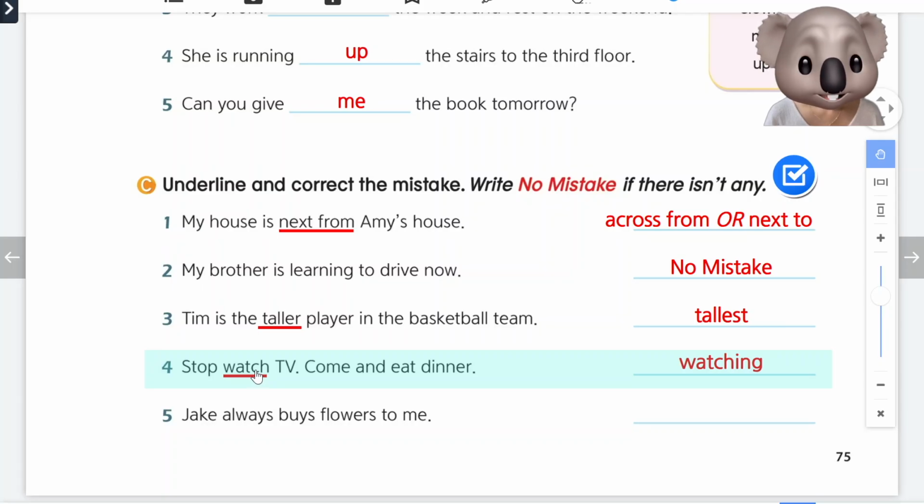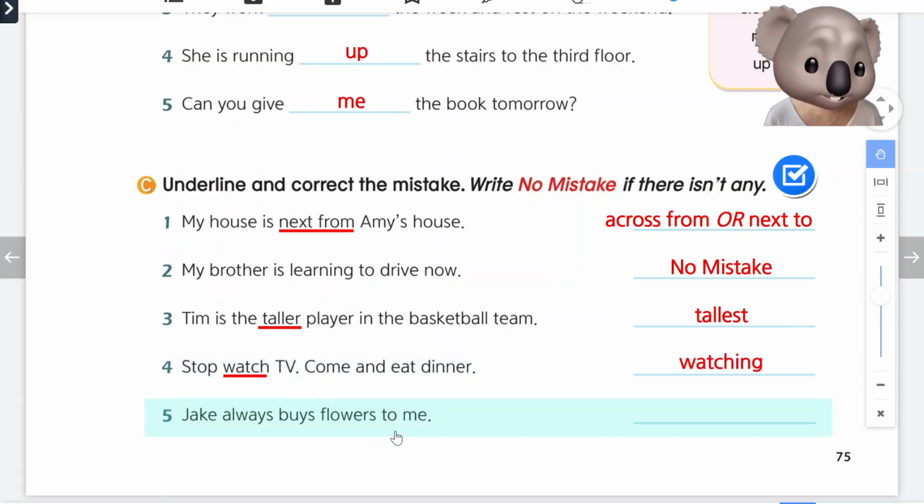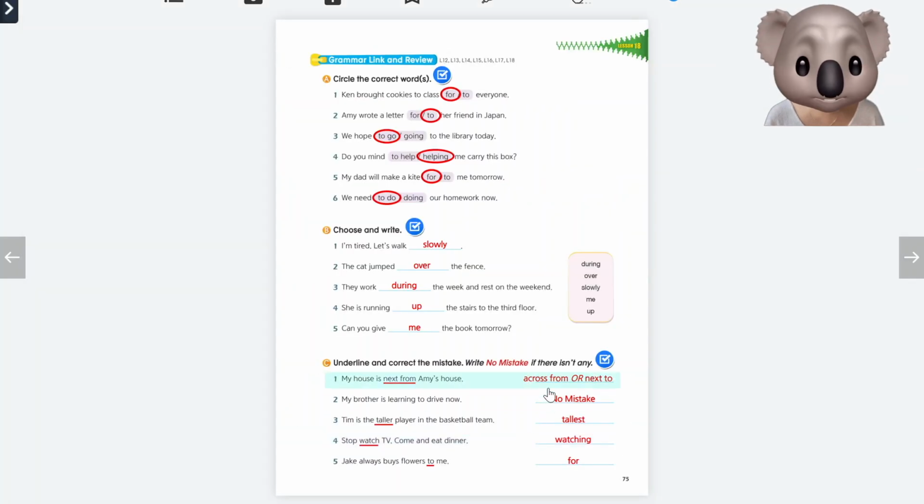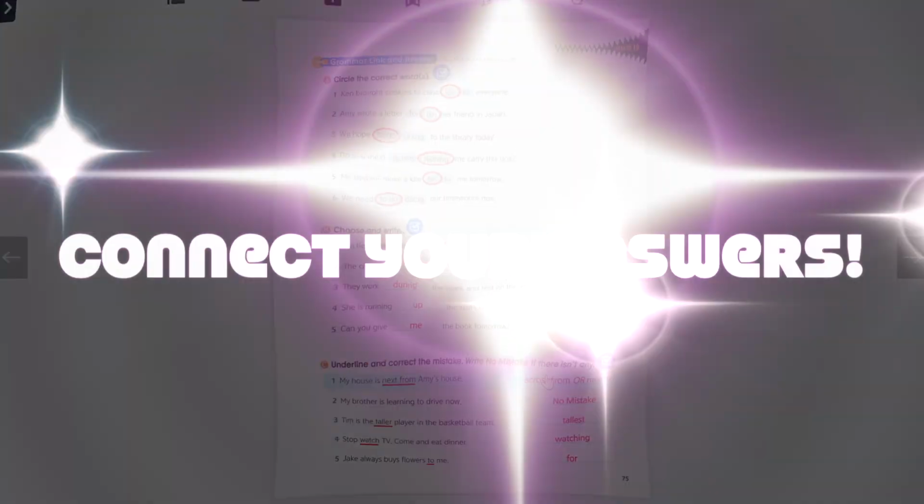Number 5, Jake always buys flowers to me. To? 나한테? 날 위해서인데? For me. Great job. Please check your answers, and we're all done.